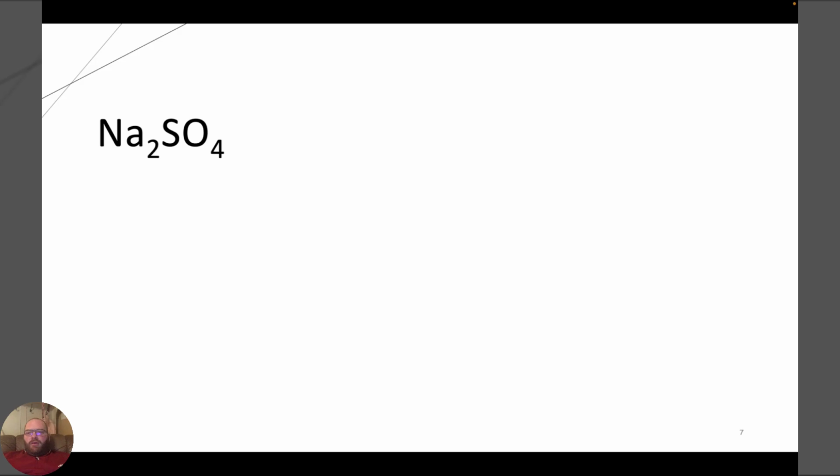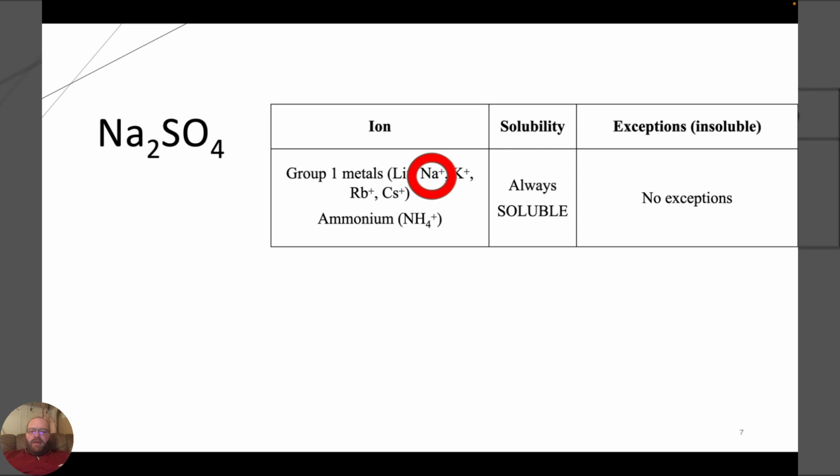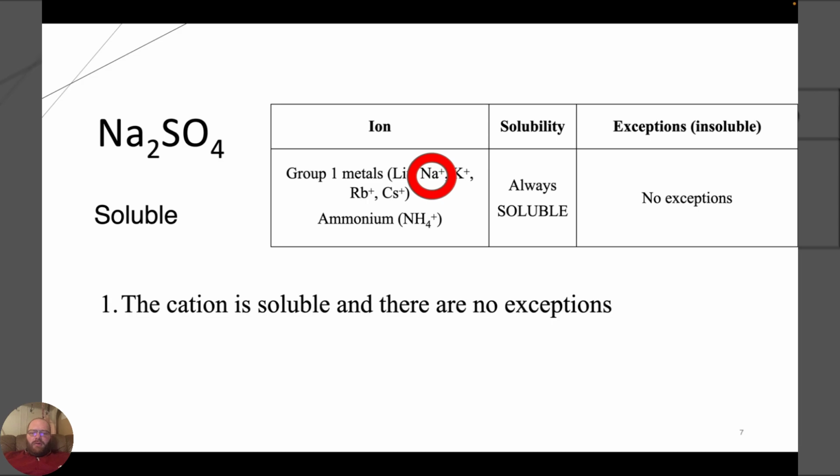So you've got to go find in that first column, Na is what you need to look for first, that cation, and lo and behold, it's in the first row. So sodium is right there. It's one of the group 1 metals, and it says it's always soluble with no exception. So we would say it's soluble. You'd write your S and then identify the rule as to why. This one happens to be rule 1, soluble and there are no exceptions. So you just write an S and a 1.